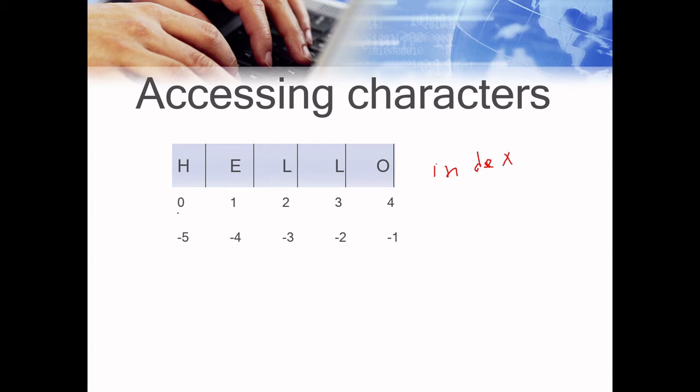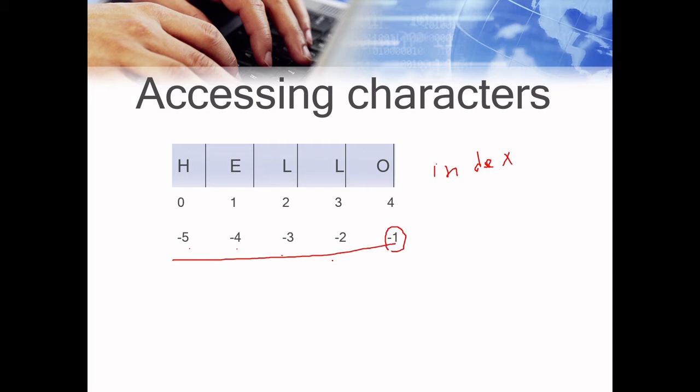But in Python, there is another concept which is called negative indexing. In Python, you can also access the string with the help of negative indexing, which starts from the end. And from the end, it starts with -1. So if the last point is -1, then obviously -2, -3, -4, -5, like that. This is how you can also access the strings in Python.